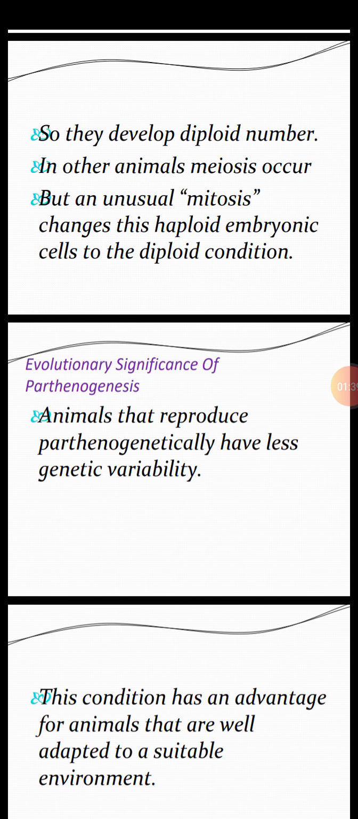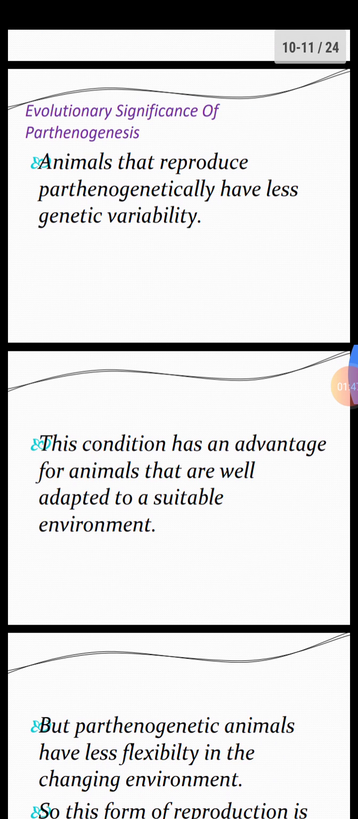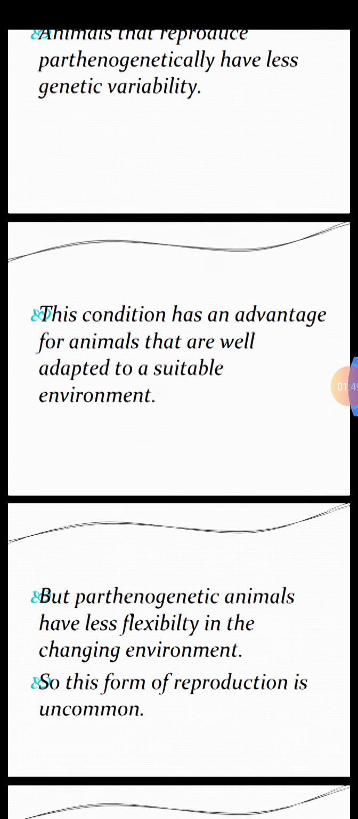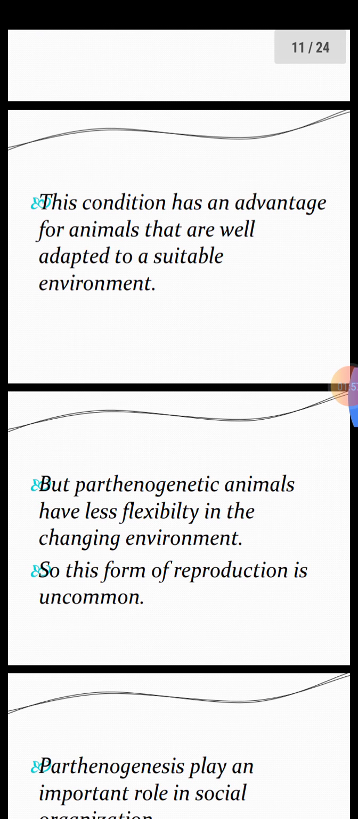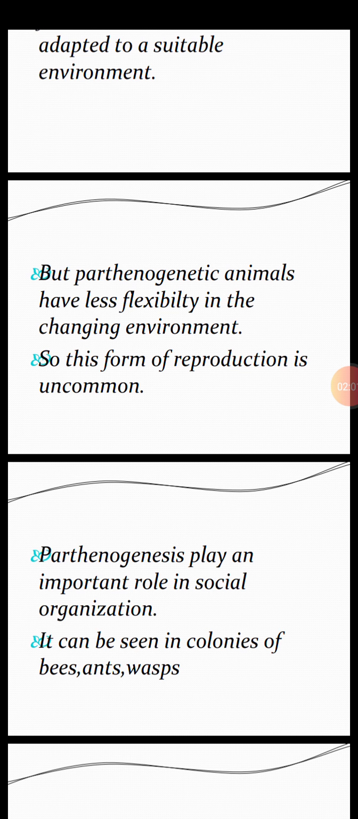Now we will discuss the evolutionary significance of parthenogenesis. Animals that reproduce parthenogenetically have less genetic variability, with fewer variations in their genome. This condition has an advantage for animals that are well adapted to a suitable environment. But parthenogenetic animals have less flexibility in changing environments. So this type of reproduction is uncommon among them.